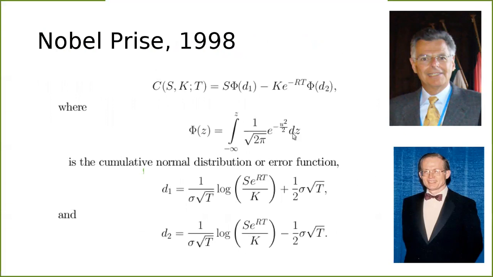So we have the celebrated Black-Scholes formula, Nobel Prize in 1998. It is that the fair price looks like this, and it is the cumulative normal distribution, and D1 and D2 in this formula we can find as this.